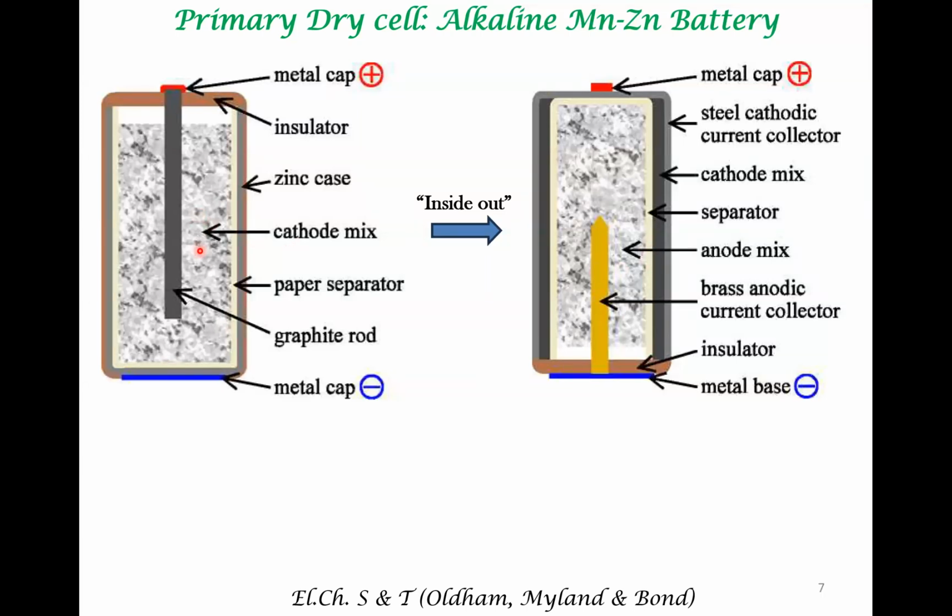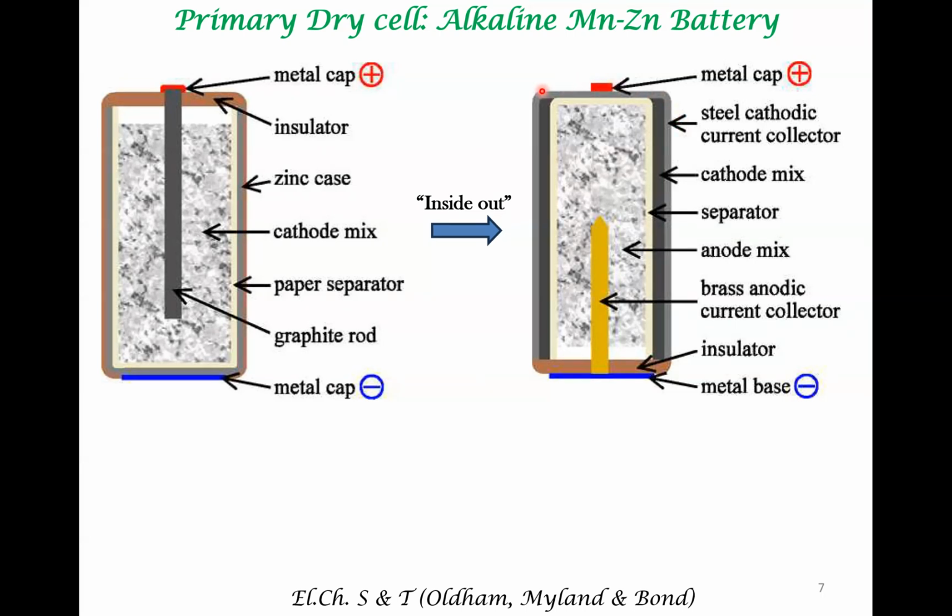Here there was cathode mix. However, the inside has the anode mix. This anode mix is in contact with a good electronic conductor. Here the electronic conductor was graphite. That is not so in this case. So you have an insulator that is very similar here, and you have a metal cap and the metal base. So this has not changed, but the component is different.